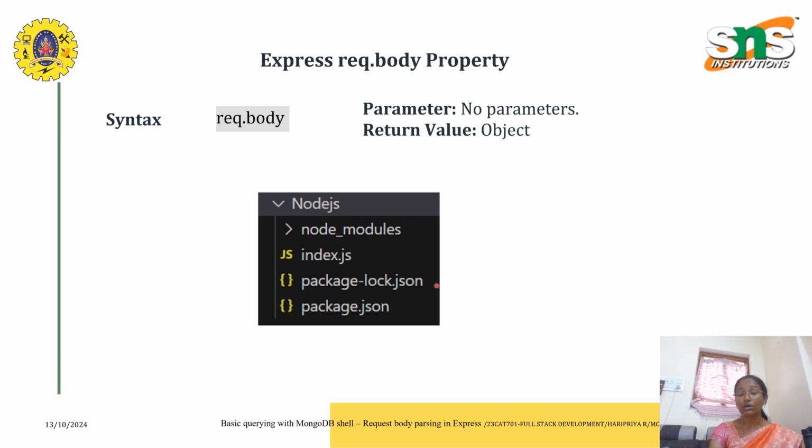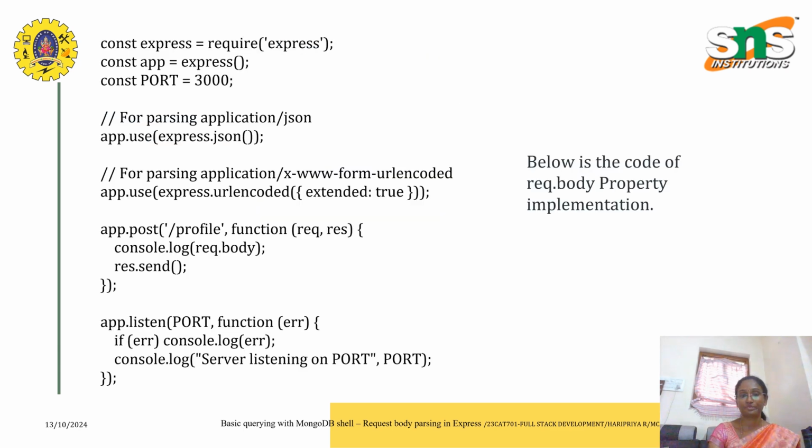Clear? So how will my folder be created in the Express framework? Node.js, node_modules and index.js. This index.js is a basic JS file in JavaScript. After that I will click on package-lock.json and then package.json. These are the things we will work on here. I'll give an example of using the request body property and how to implement it in Express in the full stack.